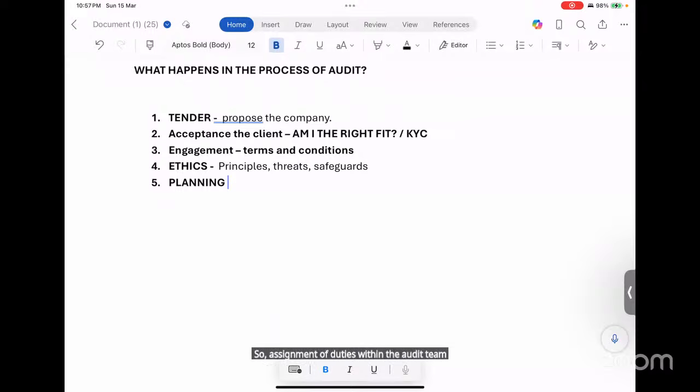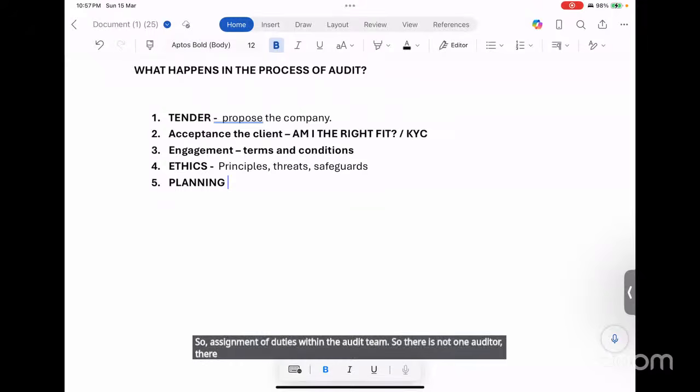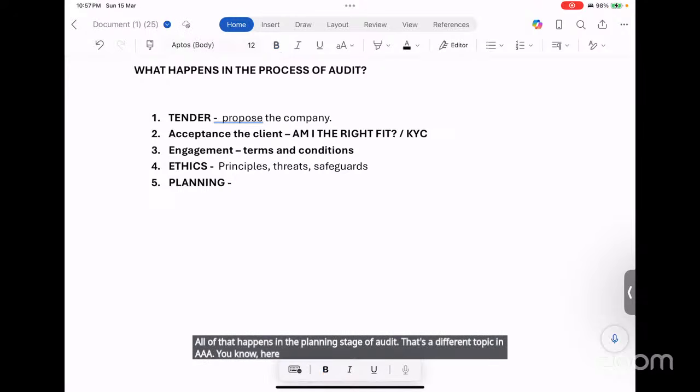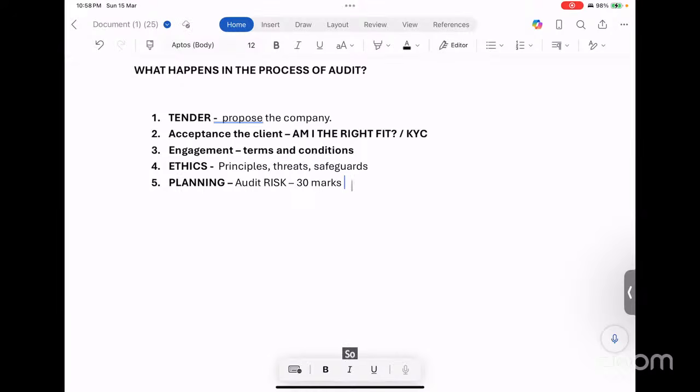So there is not one auditor, there is a team of auditors who audit one company. So delegation of duties, right? Assessment of risky areas, understanding of the client, all of that happens in the planning stage of audit. That's a different topic in AAA. Here we assess audit risk. And in your exam, approximately 30 marks of your paper is made up of audit risk. So this planning stage is very important.